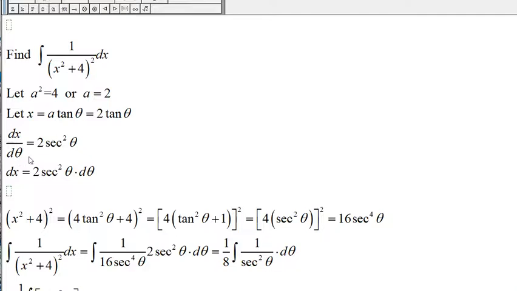dx d theta, the derivative of tangent of theta, is secant squared theta. dx will be 2 secant squared theta d theta. Now let's rewrite the expression (x squared plus 4) squared in terms of theta.